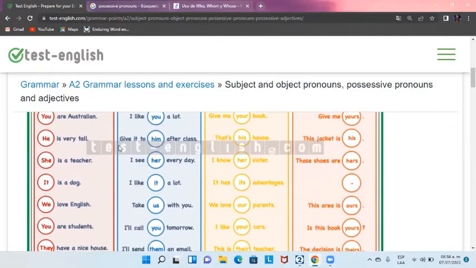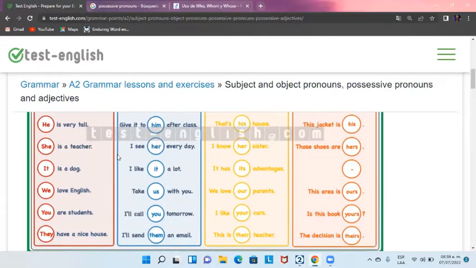Just remember when we are talking about he is very tall, we are describing the person. We are talking about the action about he. In this case, the action goes to him. We are going to use him. Instead of saying he, we use him. The same for she. I see her every day. The action is for her. We don't say I see she. We're going to say I see her.